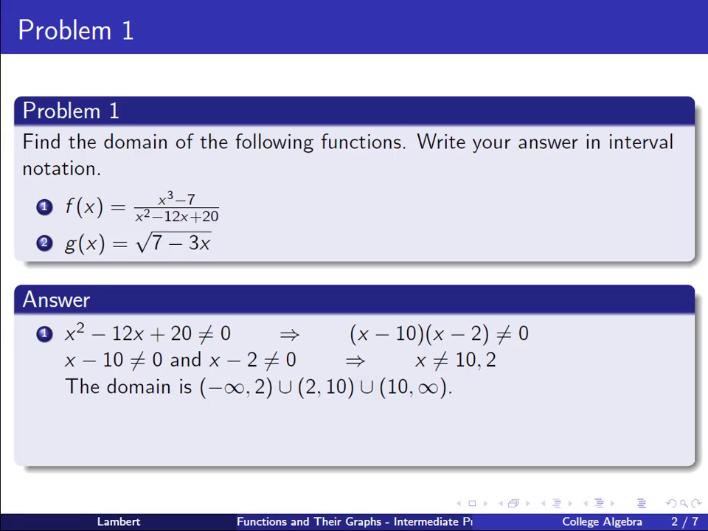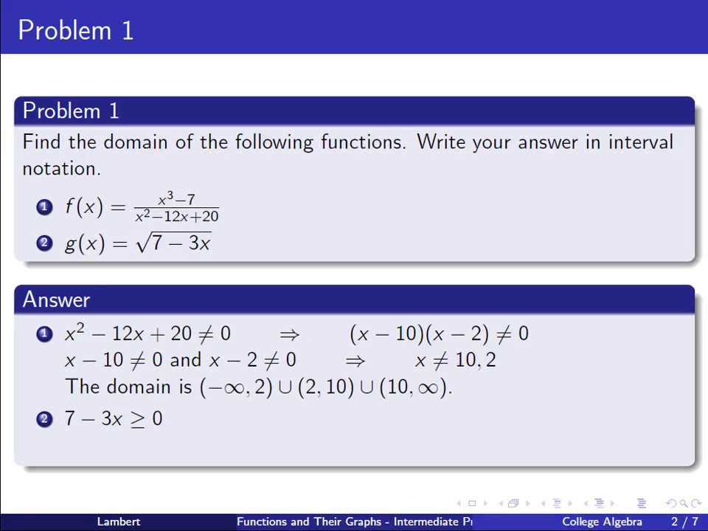Okay, now let's find the domain of g of x equals the square root of 7 minus 3x. In this case, we need the expression underneath the square root to be greater than or equal to 0, because with a negative underneath the square root, we're getting complex numbers. We don't want that for our functions here, at least when we're talking real valued functions. So we need 7 minus 3x to be greater than or equal to 0.